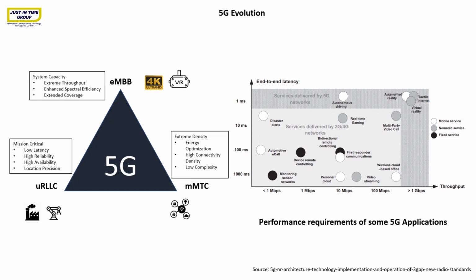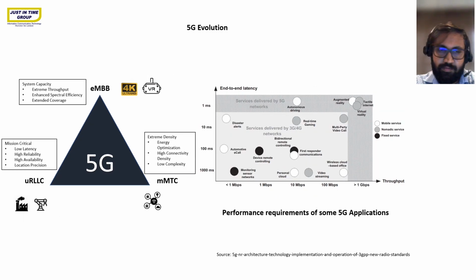And the other aspect is ultra reliable low latency communication. That means we should be able to provide end-to-end latency at around 1 millisecond. So that's one of the key main pillars or areas in fifth generation networks.